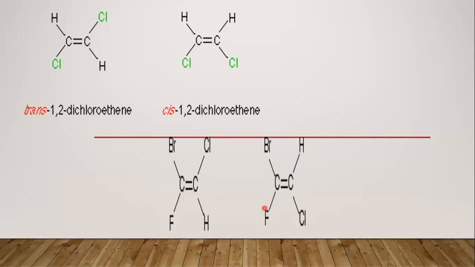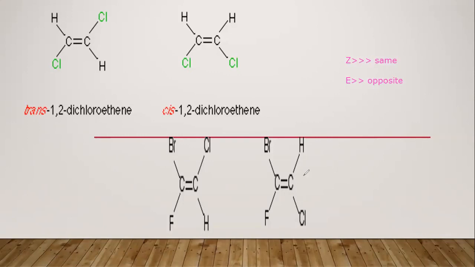I cannot use cis and trans. I will use the EZ system. What is E? We said Z means zusammen. Zusammen means the same direction. But E, entgegen, means opposite. What is opposite? What is the same? Here in the EZ system, we are talking about priority. What is priority?